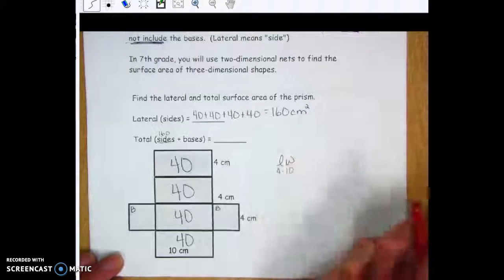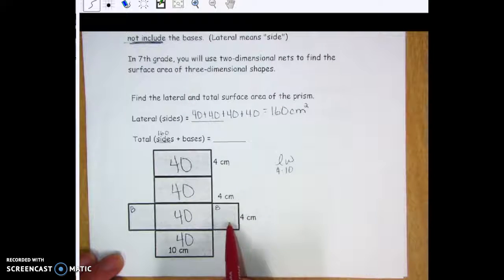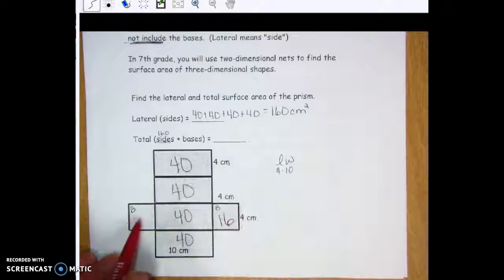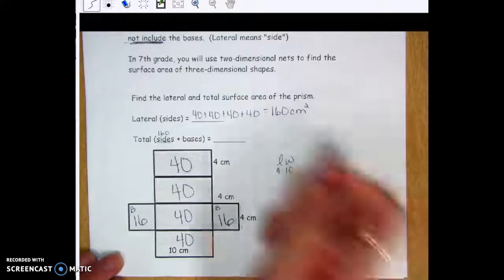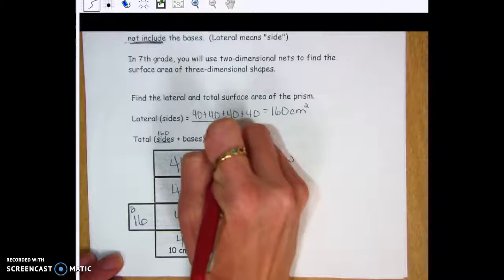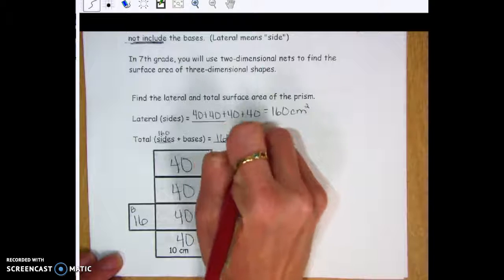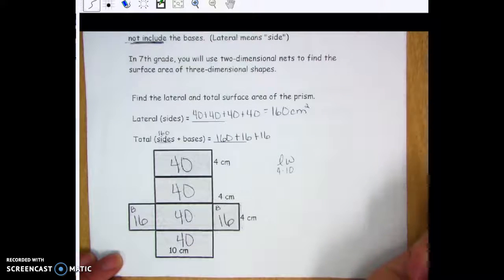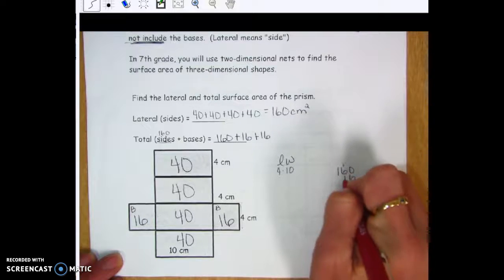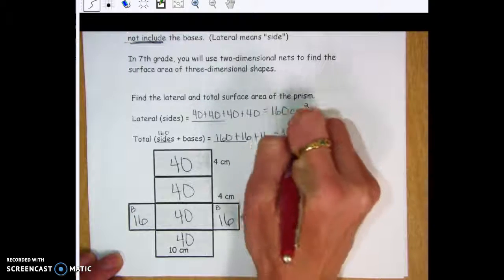Now for the total, you're going to take the sides, which we already found is 160, but now we're going to include the bases also. So this base is a 4 by 4, so that's 16. This base has to match it, of course. So to find the total surface area, we would do the 160 plus 16 plus 16. Now I'm going to add all those up. So 192 centimeters squared.